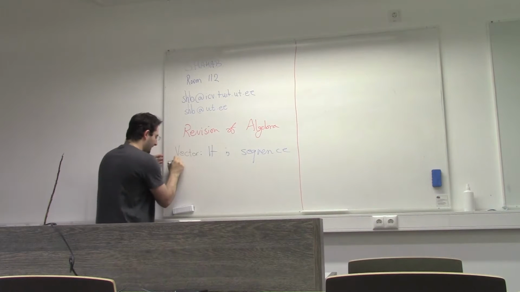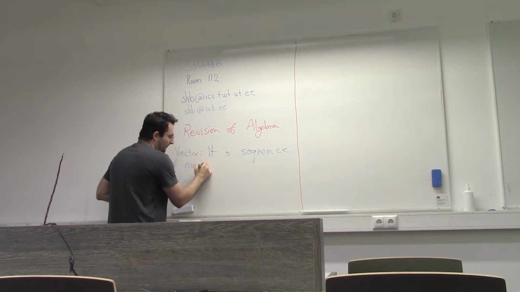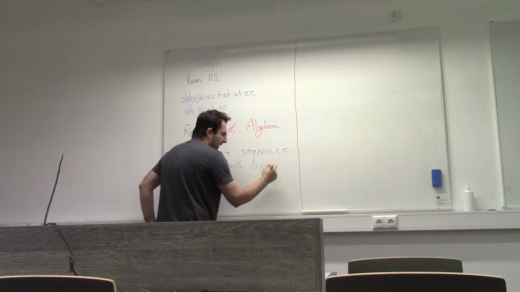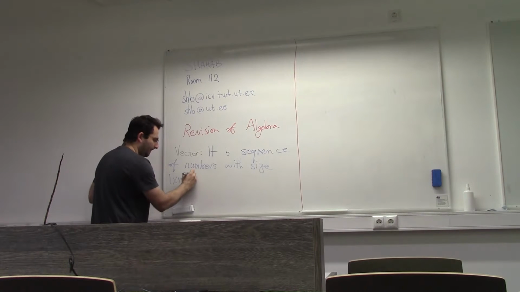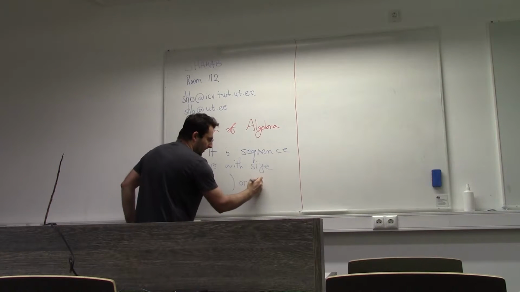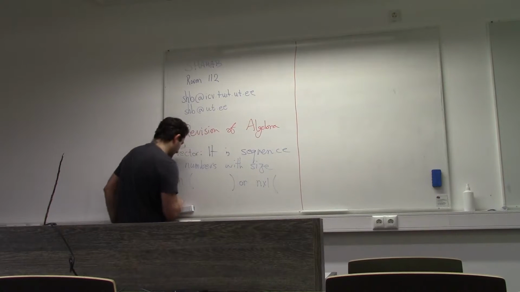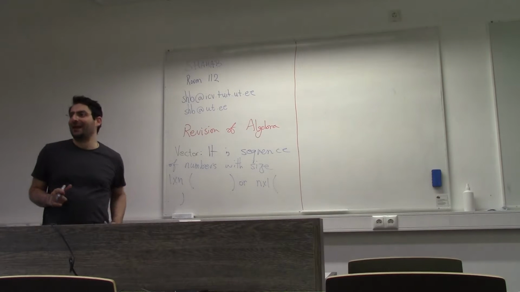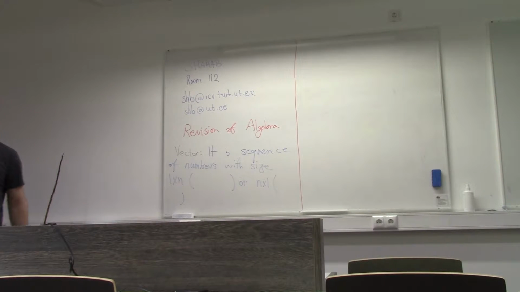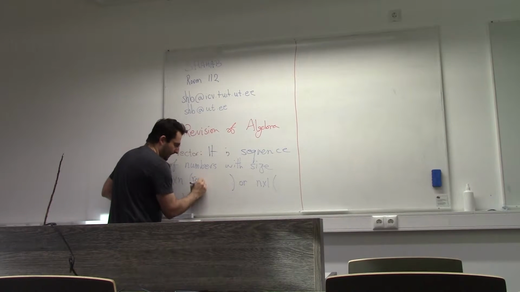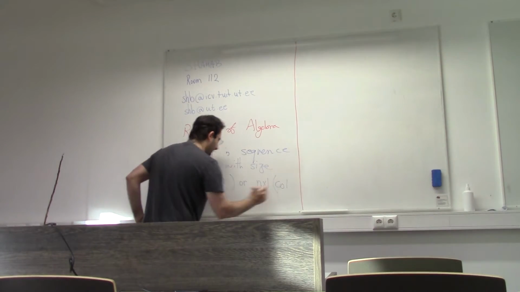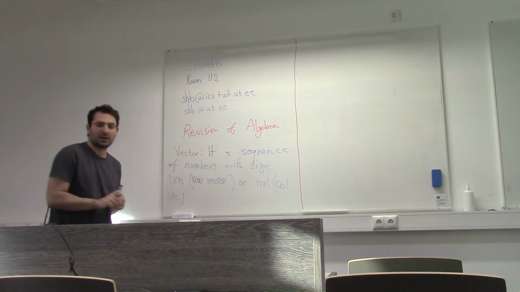Sequence of numbers with size 1 by n or n by 1. If it is 1 by n, do you know what is the name of this type of vector? A row vector. It's a row vector. And if it is n by 1, it's a column vector. Okay?